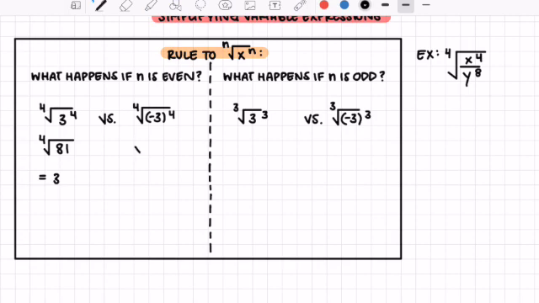Over here on the other side, if I were to do this, negative 3 to the power of 4, that would still give us a positive 81. And so we would actually get the same answer. So if our n, or our index and our exponent, are both even, then we can say that our answer will always stay positive.